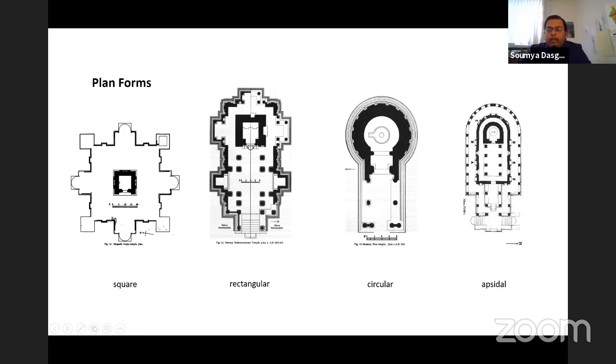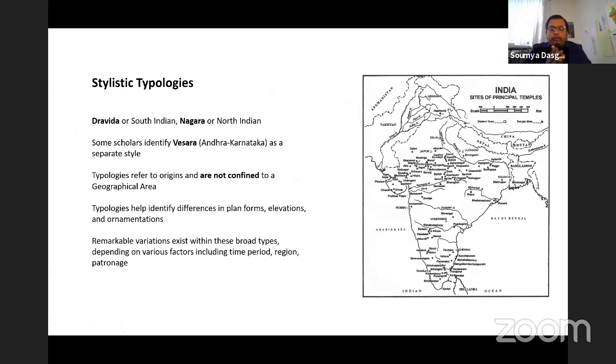All right. So we only covered the basic terminologies and the basic plan form so far. Now we are interested in the stylistic typologies. When I say stylistic typologies, it is very important to understand what we mean by them. So there are two basic larger categories of styles, which is the Dravida or the South Indian style of temples, and then there's the Nagara or the North Indian style of temples.